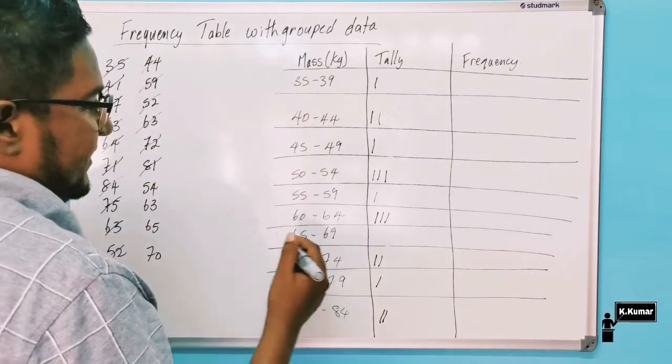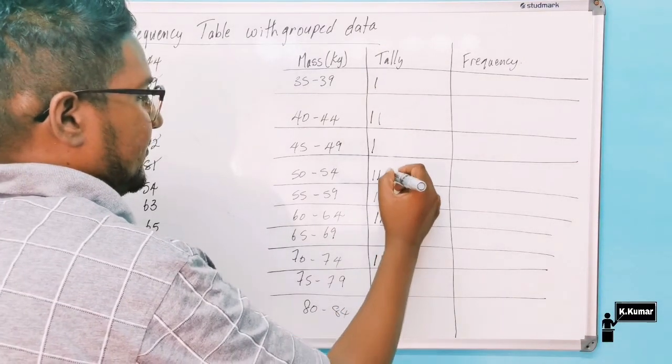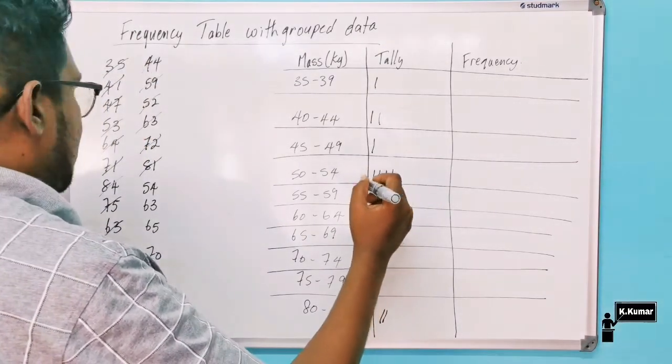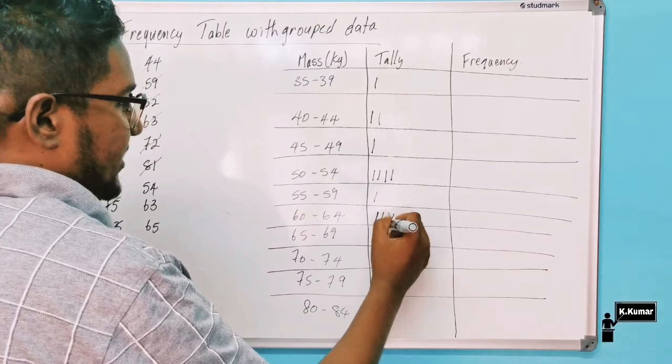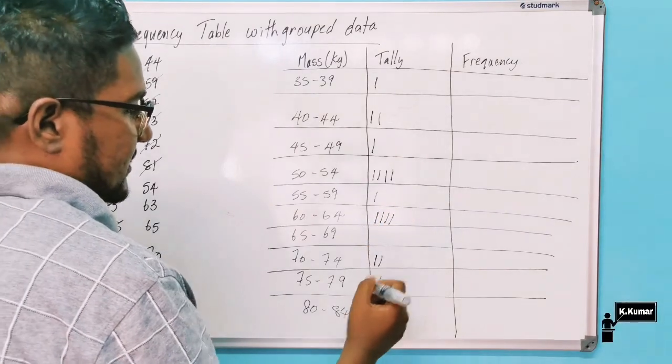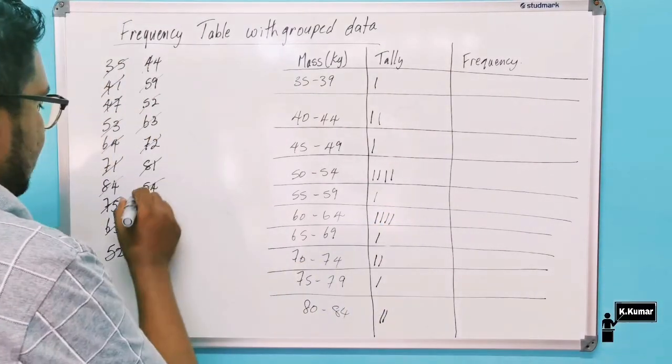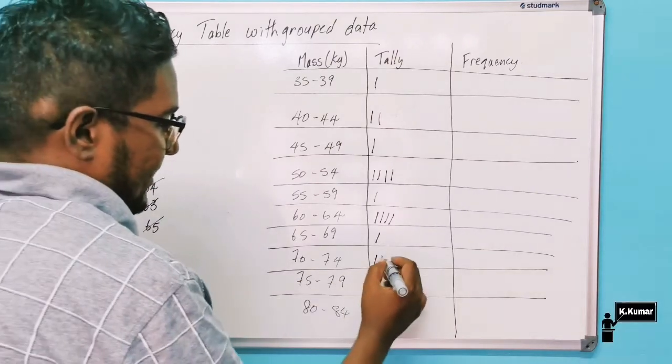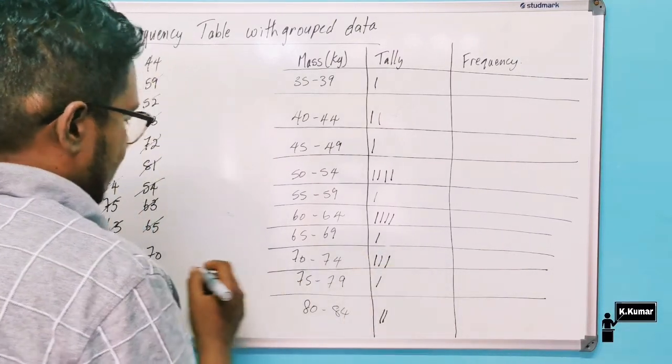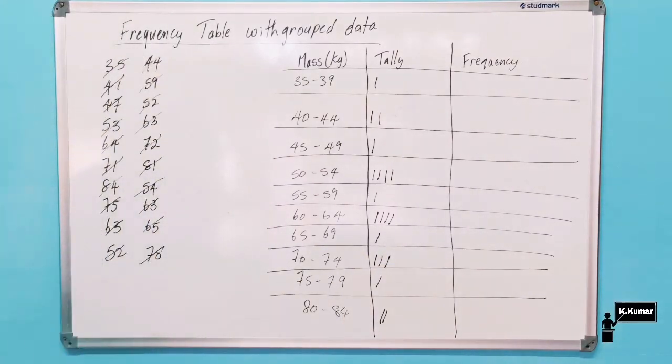54, 63, 65. And then I have the last one here, which is 70. Now what you're going to do is pause the video here and complete your table. So pause the video and complete your table.